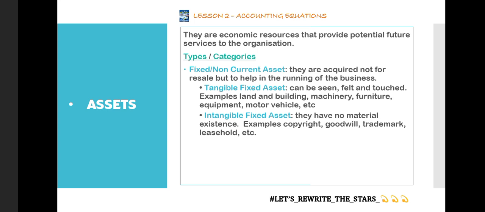So let's continue. The machinery within the organization is also not for sale, but it helps in the running of the business.